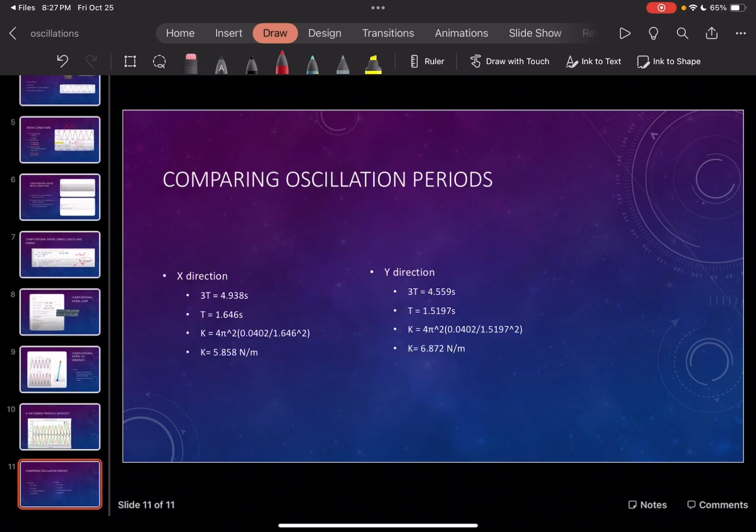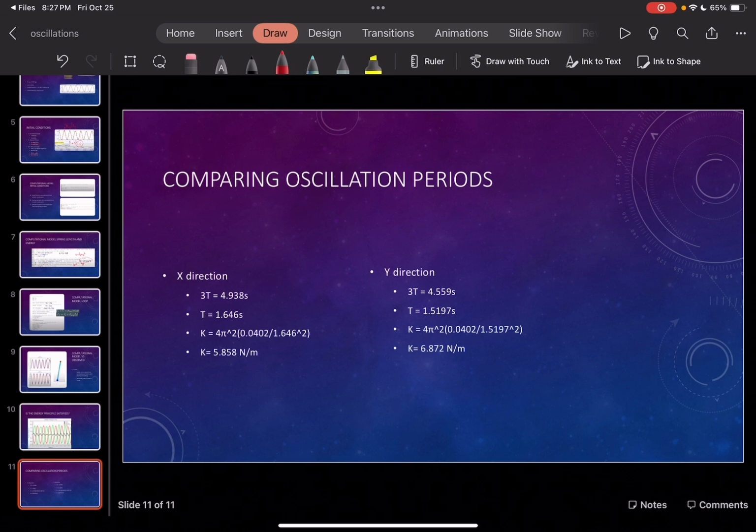So here we have 3T is equal to 4.938 seconds, and we can divide that by 3 to get our actual period, and we can use that to get our k, or our spring constant. And we can find here that we have 4 pi squared times 0.0402 divided by 1.646 squared, and that overall totals out to 5.858 newton meters.